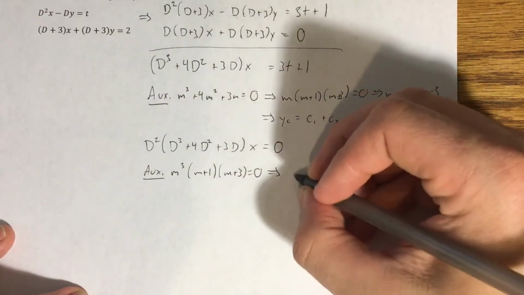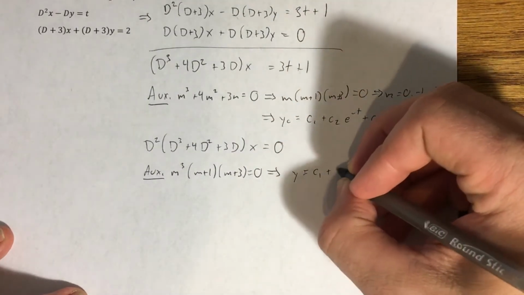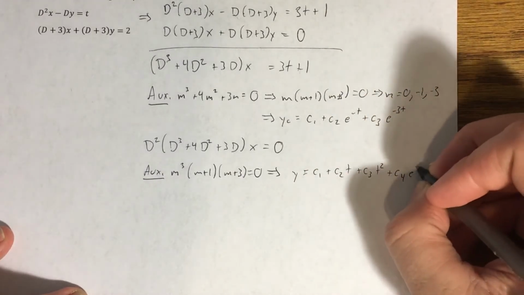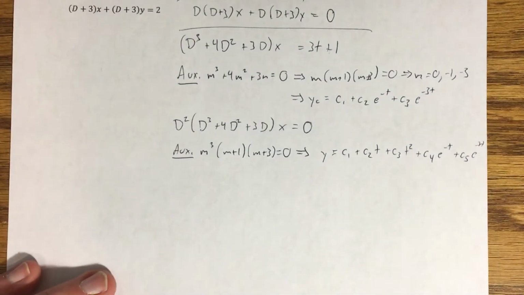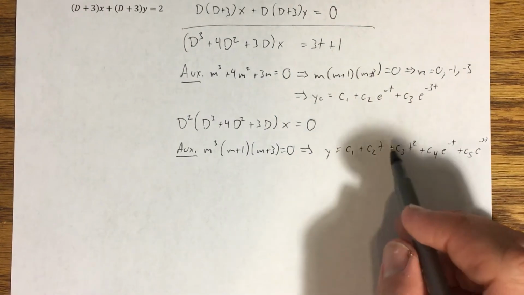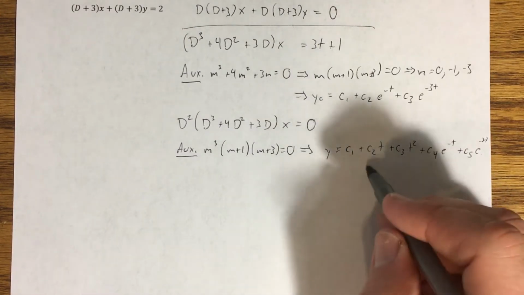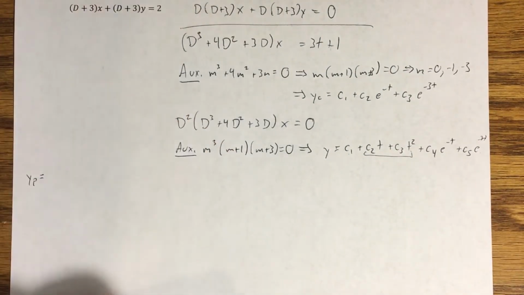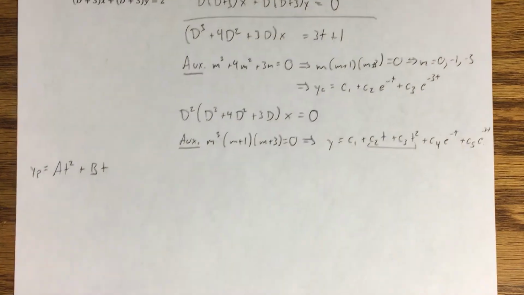And that leads to the following. I have a 0 with a multiplicity of 3 here, giving me c1 plus c2t plus c3t squared plus c4 e to the negative t plus c5 e to the negative 3t. Remember, the way the annihilator approach works is you compare this to your complementary solution, and you look for the terms that are missing. So I have a constant, an e to the negative t, and an e to the negative 3t all showing up in the complementary solution. I do not have those terms missing, so that's going to determine my particular solution. Yp is going to be of the form At squared plus Bt.